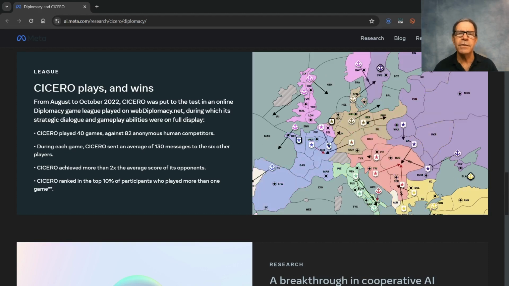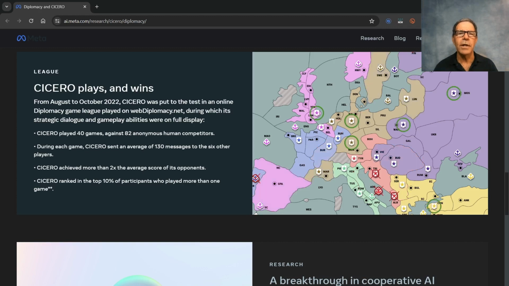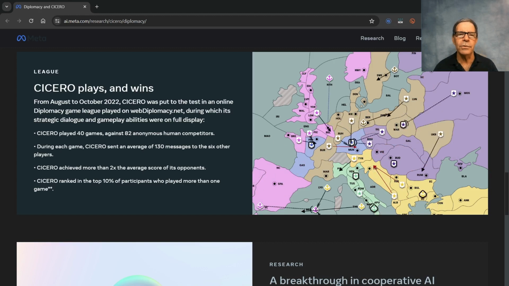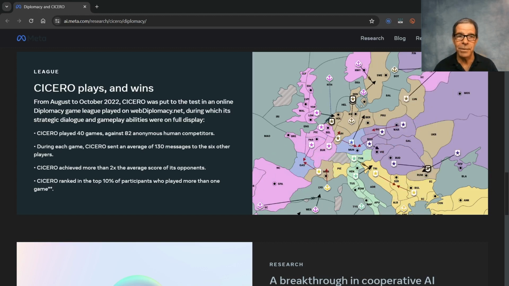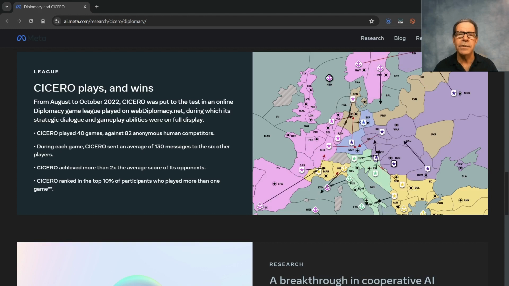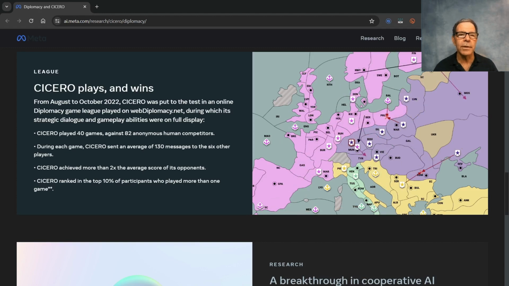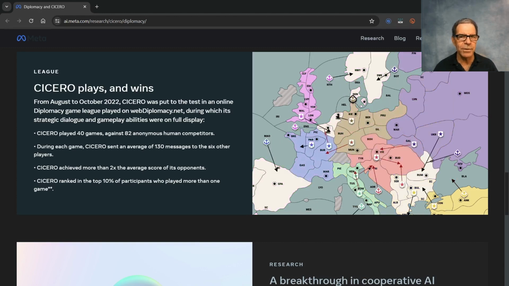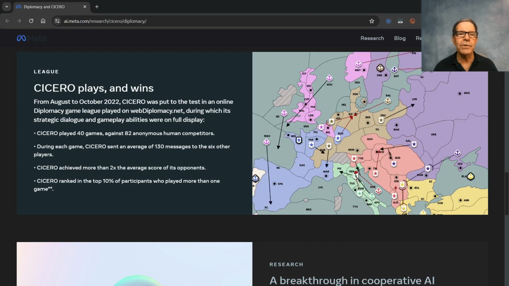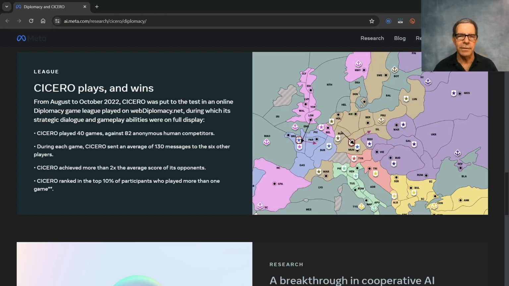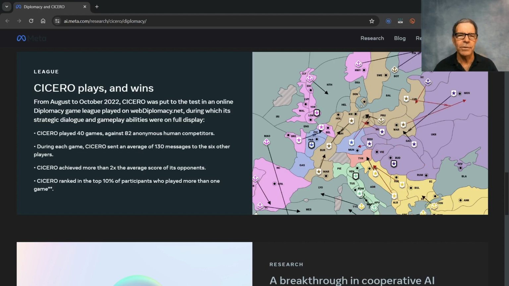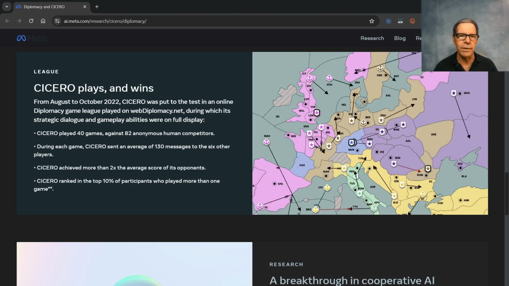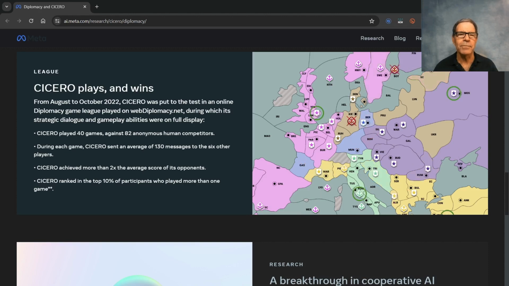In the test, Cicero played 40 games with 82 human competitors. None of the competitors knew that one of the players was basically a chatbot. And in these games, Cicero combined better strategy, plus insight about the other players, plus excellent persuasion skills, with the result that it scored in the top 10% of experienced players, with a score that was more than twice as good as the average. Now, let's put all these different stories together.